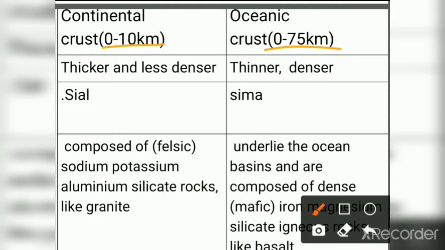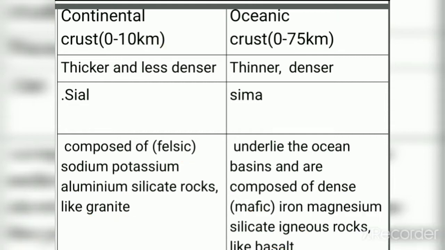The continental crust is composed of granitic type rocks, which are felsic, of sodium and potassium aluminum silicate rocks. While underlying the ocean basins, oceanic crust is made up of mafic iron magnesium rocks, mainly composed of basalt.